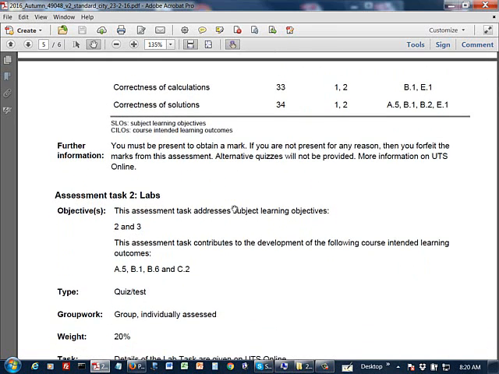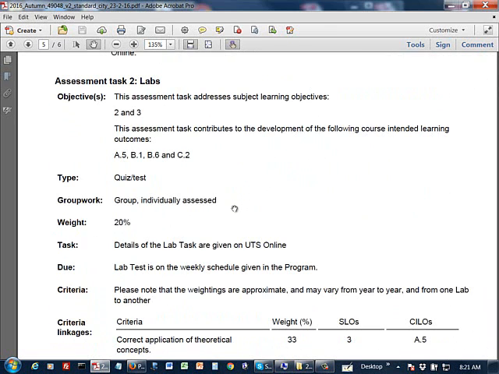The second assessment task in this subject is the labs. As I mentioned to you earlier, the labs are based on performance of wireless LANs. So these lab tasks can be done in a group, but in terms of assessment, they will be done individually. They form 20% of the subject mark. Now, more details about the lab tasks are available on UTS Online, and the lab test is given on the weekly schedule.